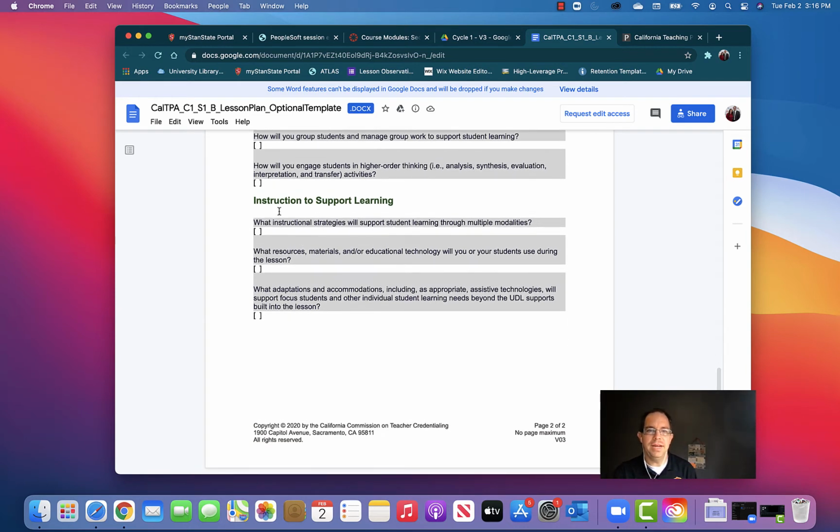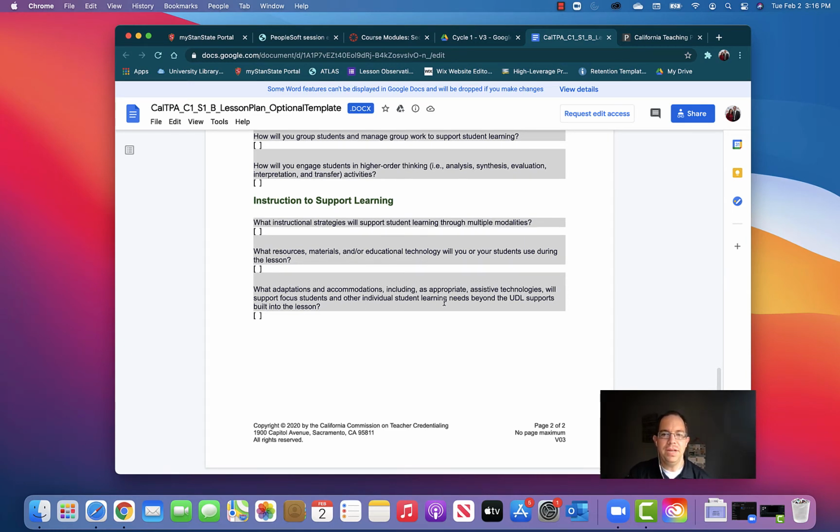And then last, again, instruction, how it's supporting learning. What instructional strategies will students use learning through multiple modalities, meaning reading, writing, speaking, listening, thinking, all of those different types of modalities so that students are getting a lot of opportunity to access the curriculum through those multiple modalities. And even just as we've learned through learning preferences, right? Visual, hands-on, those kinds of things. What resources, materials, and/or educational technology will your students use during this lesson? So you want to articulate those, right? They'll use a worksheet, they'll use their Google Chromebooks, they'll be playing Kahoot, whatever the case may be.